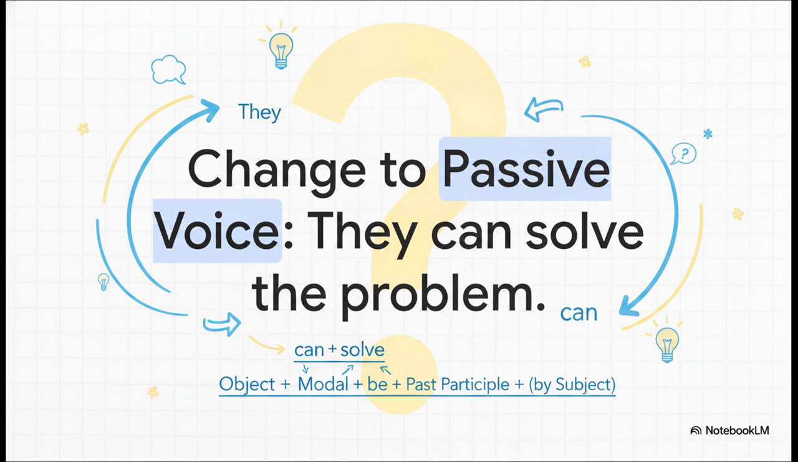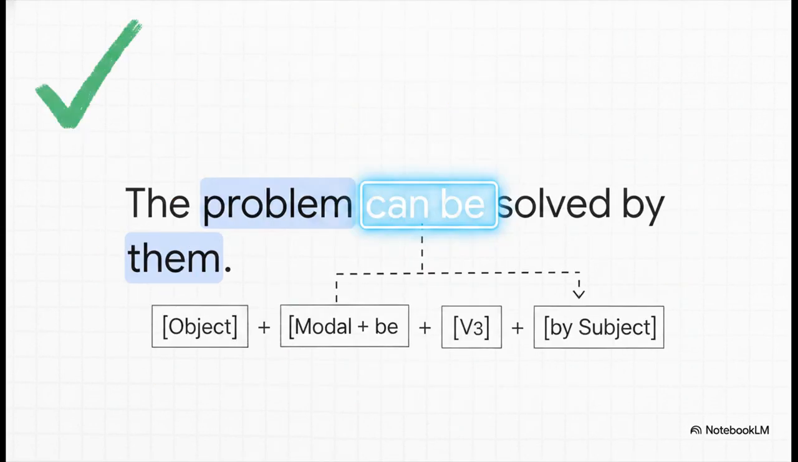They can solve the problem. Go ahead and apply the formula. Boom! The object, the problem, moves to the front. The modal can simply becomes can be, followed immediately by our trusty V3, solved. And they changes to them. Result: the problem can be solved by them. Honestly, if you're nailing these, you are in fantastic shape.